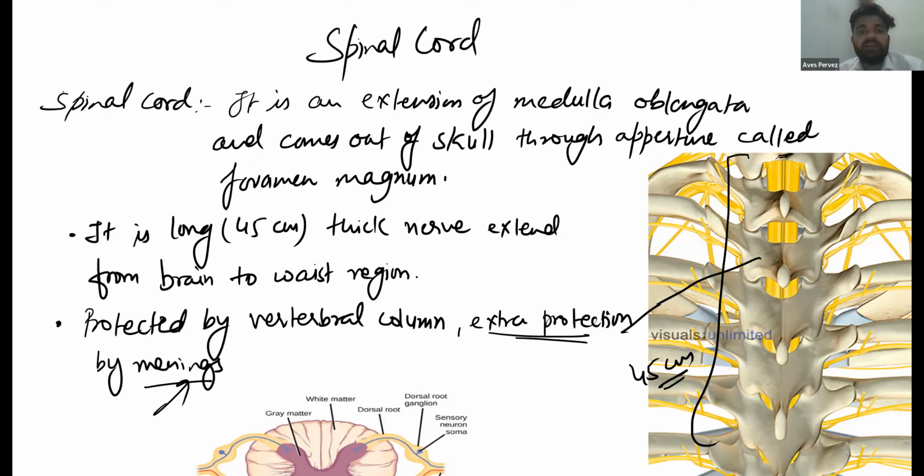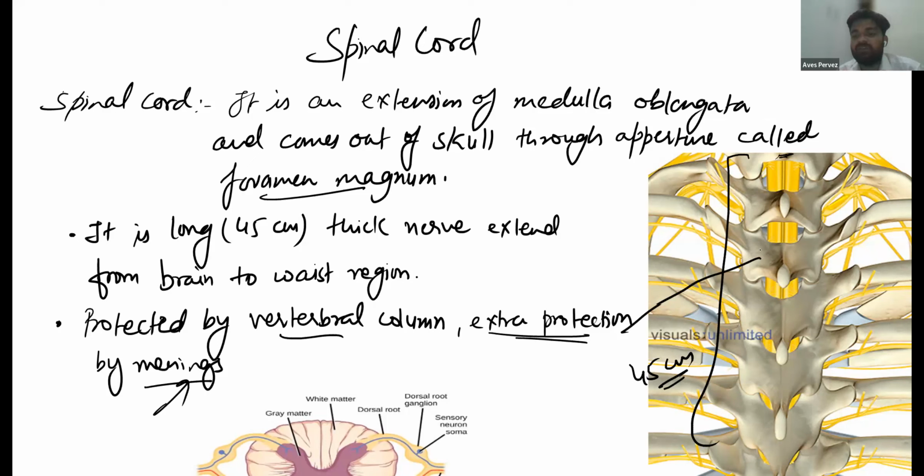So it is written that it is an extension of the medulla oblongata that arises from the skull, the brain, through an aperture called the foramen magnum. This aperture is present inside the cranium, from which the spinal cord comes out of the head region. It is 45 centimeters long, thick, and extends from the brain to the waist region.